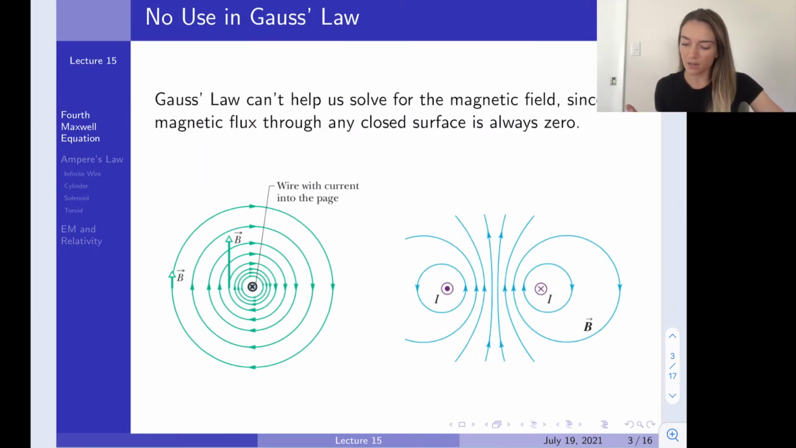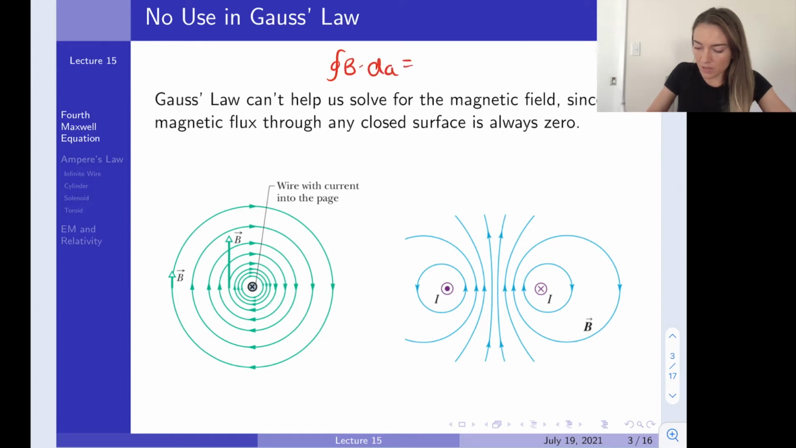So just a reminder from our previous lecture, we said that the magnetic flux through a closed surface is always zero. So there's no useful Gauss's law in magnetism. Now, Gauss's law is still true in magnetism, because if you take the integral of the magnetic field over any closed surface, it will give you zero. It's just not useful for finding the magnetic field like it was in electrostatics.